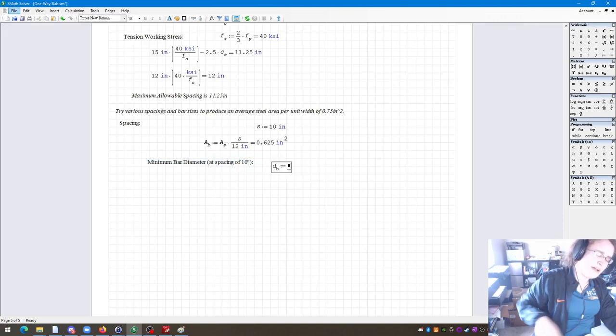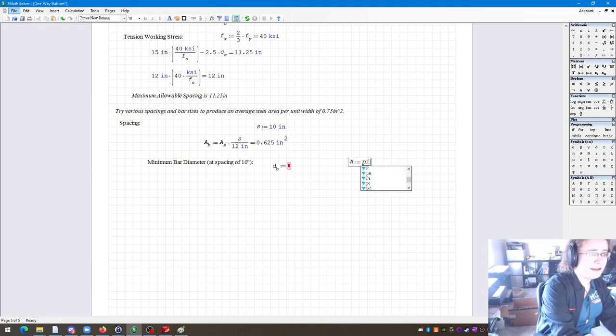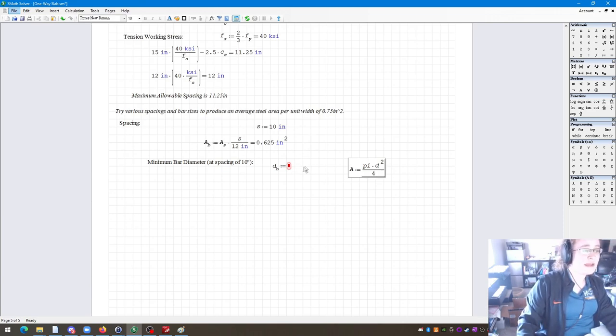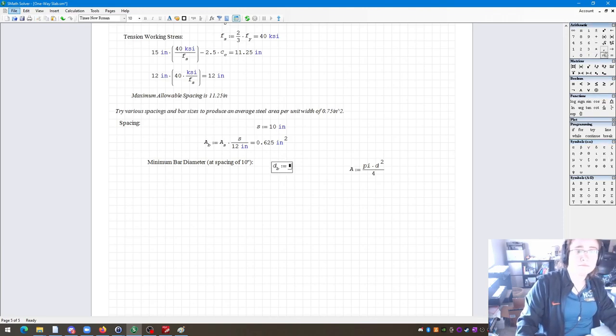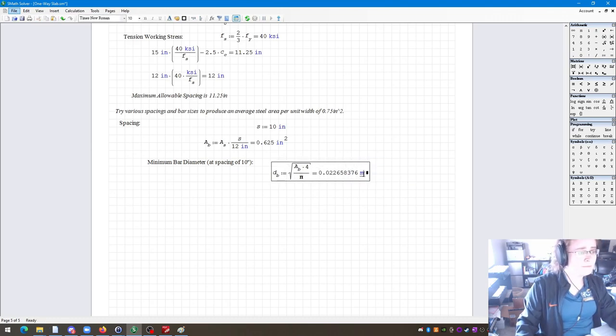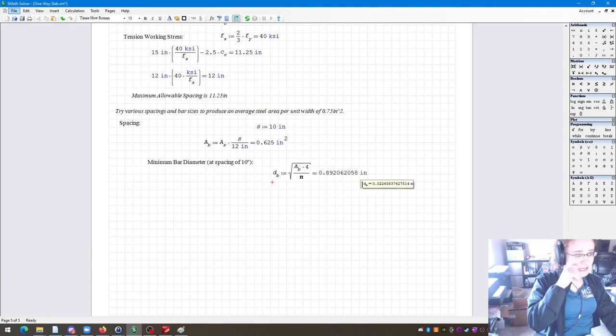Okay, so I know A is equal to pi d squared over 4. This is just doing some quick algebra. Therefore the diameter is going to be equal to the square root of A, the area of a bar, times 4 divided by pi. And that comes to 0.89 inches.